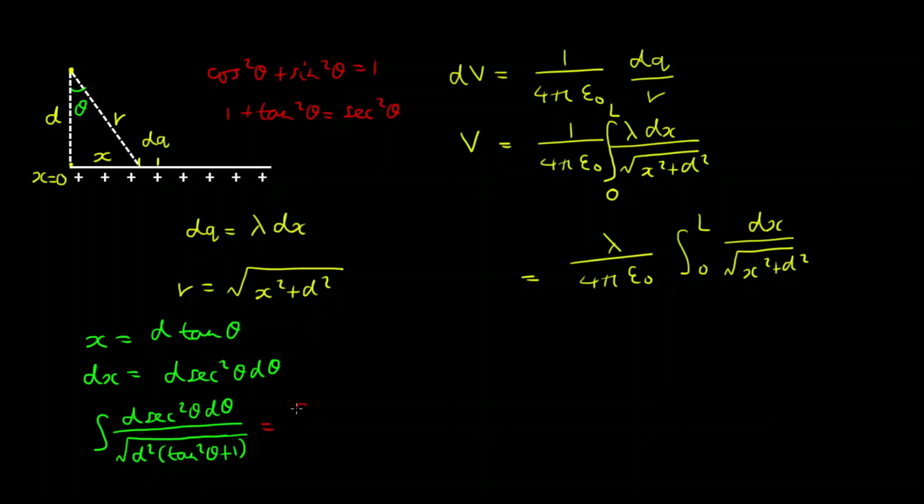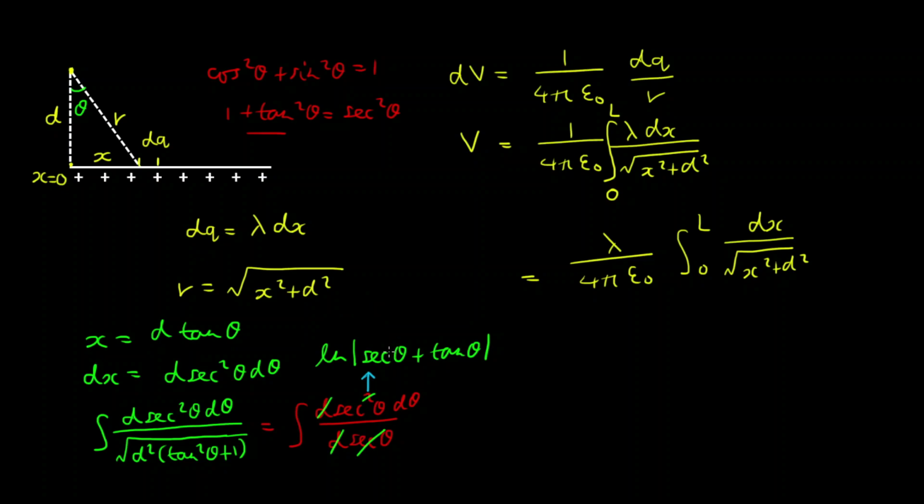So what we have effectively is the integral of d sec squared theta d theta. And in the denominator, we have root d squared, which is d, and tan squared theta plus 1 is sec squared theta, and taking a square root we get sec theta. So therefore we can see that the d's cancel, and sec theta is also going to cancel, so we're integrating sec theta with respect to theta, and what this gives is the natural log of sec theta plus tan theta.